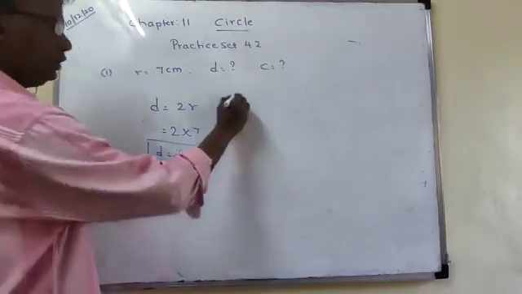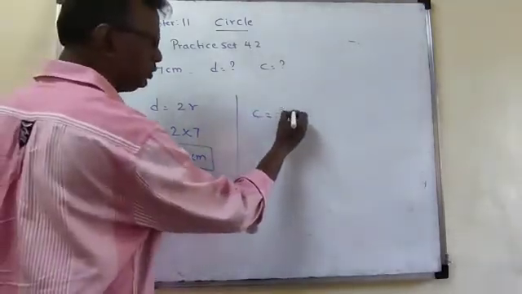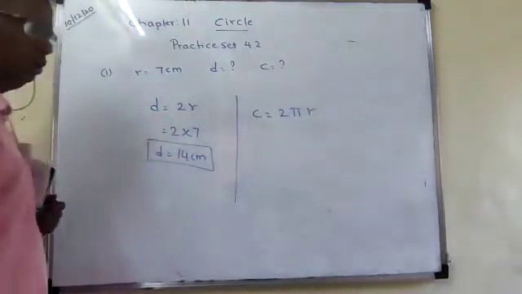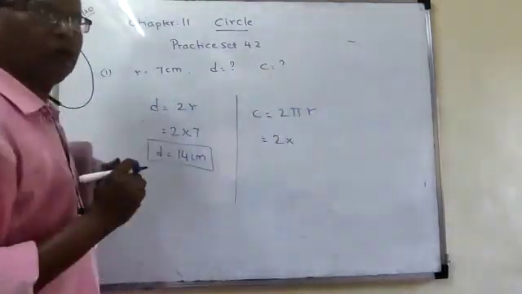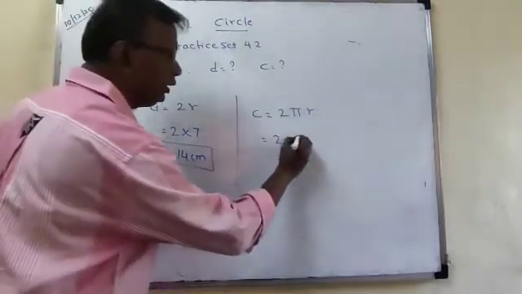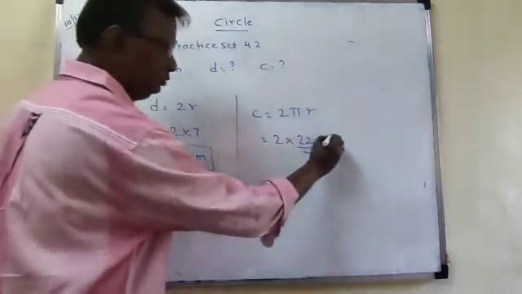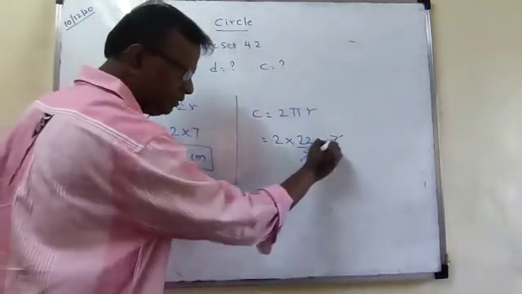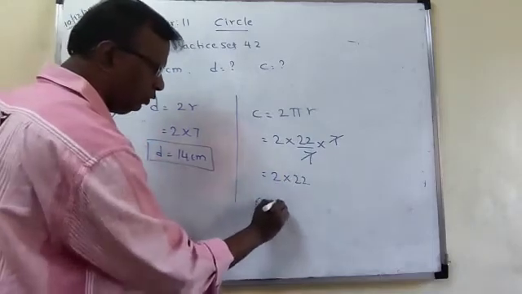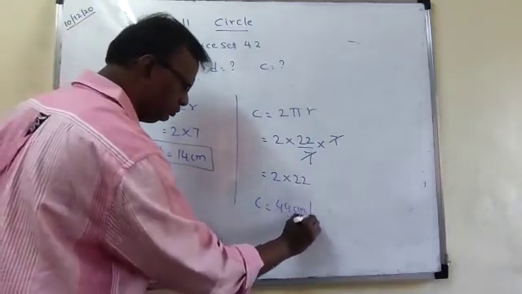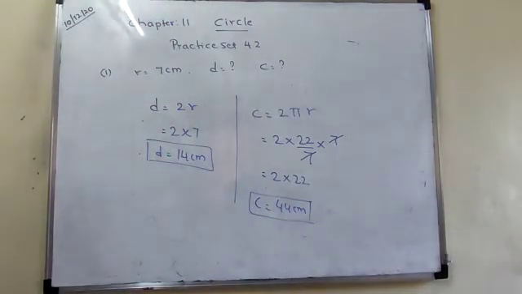Then you have to find out the circumference. I told you, you can use any formula. I'll use this formula, 2 pi r. 2 is 2. What pi value I said just now? Pi value is 22 upon 7. r is 7. This 7 and this 7 will get cancelled. What is remaining? 2 into 22. Therefore, 44 centimeter. Understand, students? Now come to the second question.